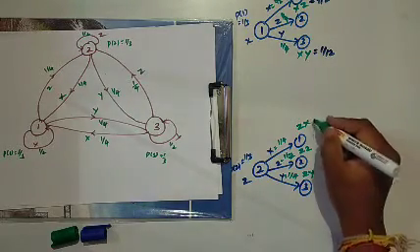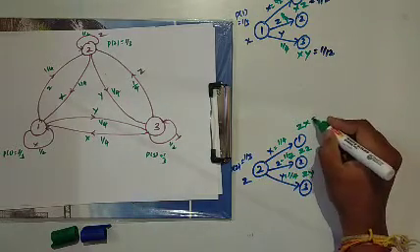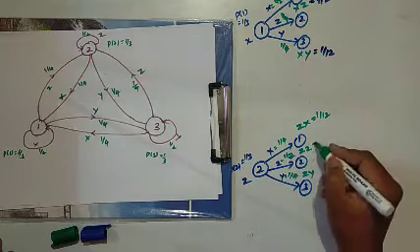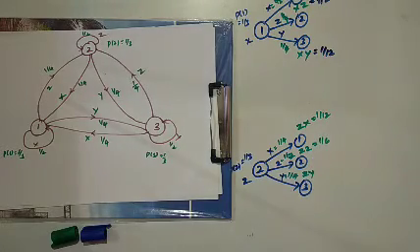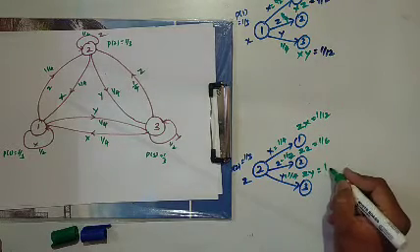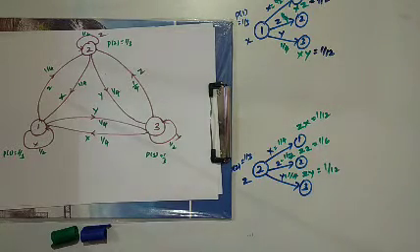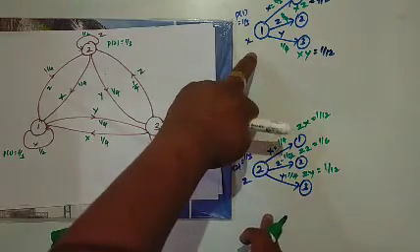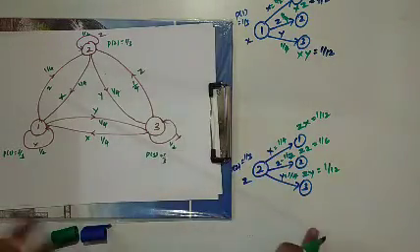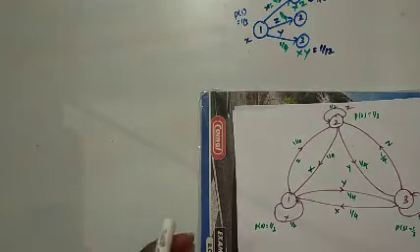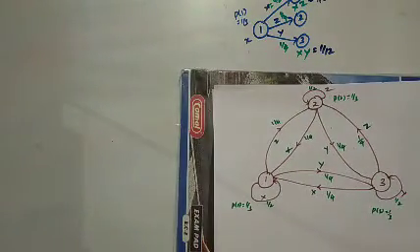So what is the value of zx? 1 by 3 into 1 by 4, that is 1 by 12. Zz is 1 by 3 into 1 by 2, that is 1 by 6. And zy is 1 by 3 into 1 by 4, that is 1 by 12. Again it is not complete. I have the transition from 1, the transition from 2, and again I will have the transition from 3. I write the transition from 3 here.